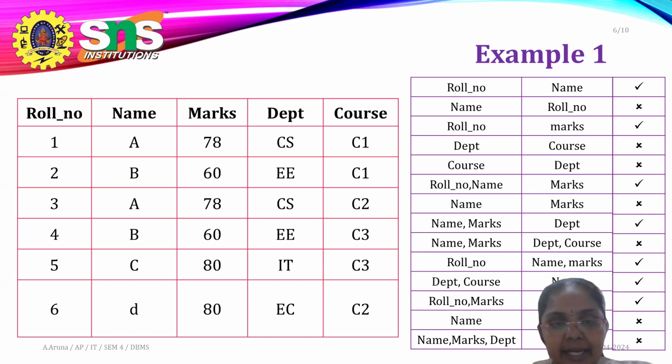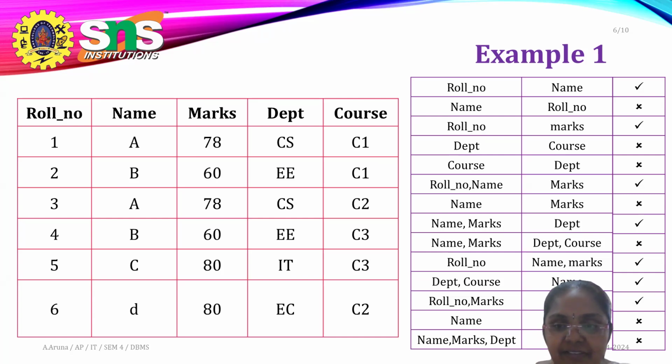One is roll number, name, marks, department, and course. Here I have a dependency. Roll number is my X component, and this is my Y component. Now let us see, roll number determines name. Here in this case, roll number determines name.